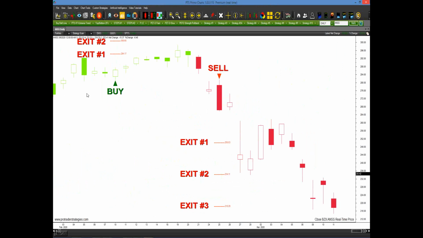Here's another example. In ANSS, we had a buy signal generated here, strategy number 5. Price just got up to the first exit level and then fell out of bed, but then you could have recouped it. Here was a sell signal generated. This was at the end of February, and look at all the different places you had to cover your short.